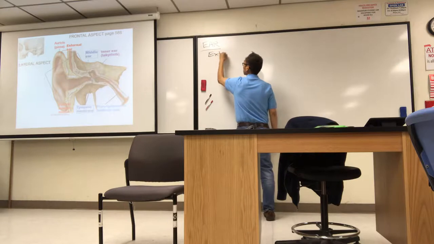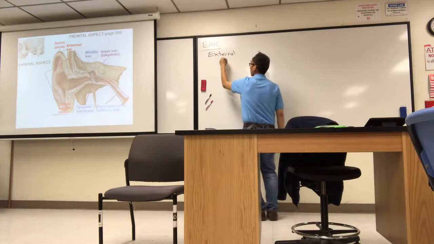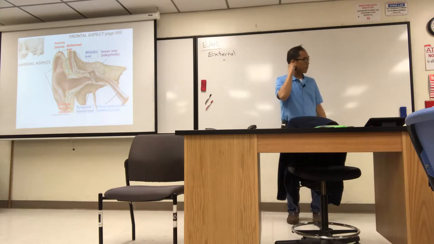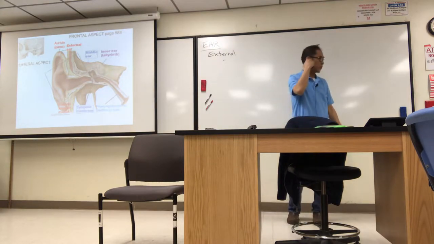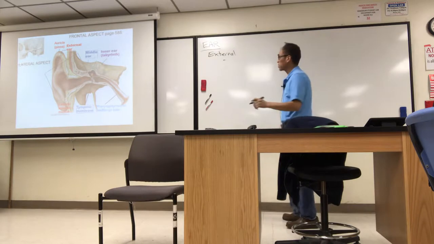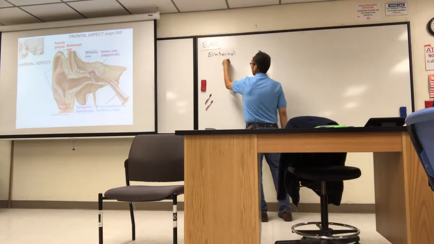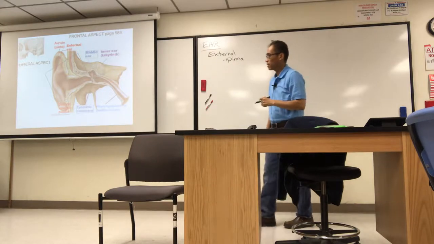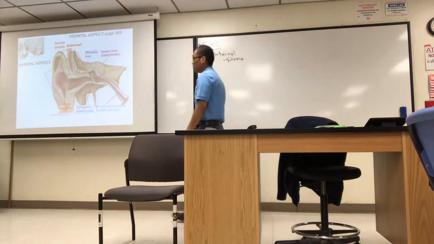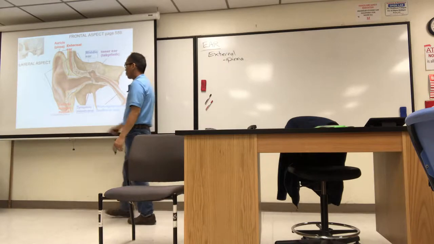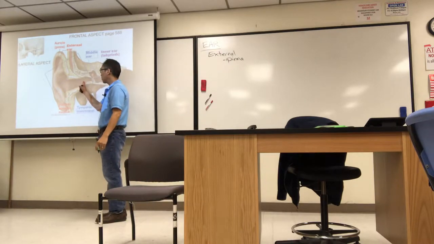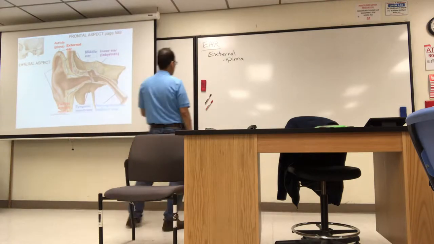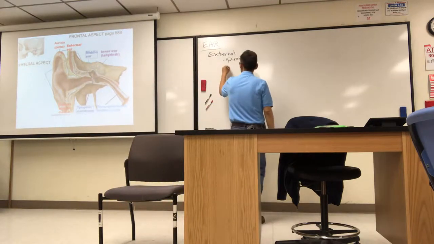Called external ear. It's your ear, what we call your ear. This is called the pinna in anatomy, and there's different parts to it. I don't teach those parts. So the whole thing made out of cartilage is the pinna. It helps funnel sound waves into the external acoustic meatus, also considered part of the external ear.